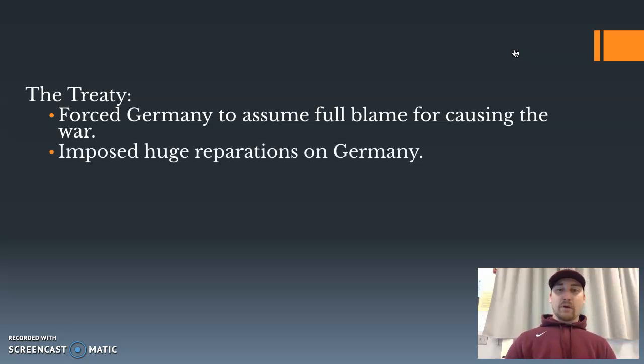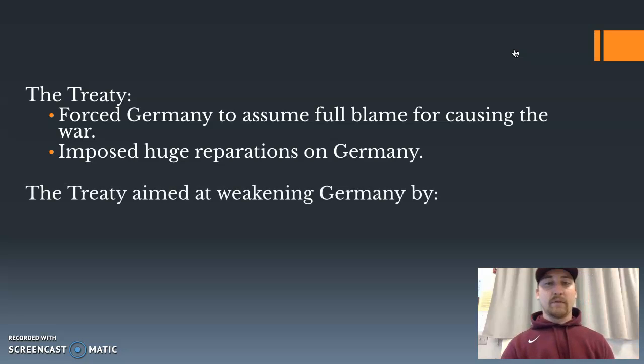It imposed huge reparations on Germany. Remember, reparations can involve things like sanctions and punishments, but in this case, these reparations refer specifically to money that was going to need to be repaid to the Allies to help essentially restructure Europe because of the damage that was caused.